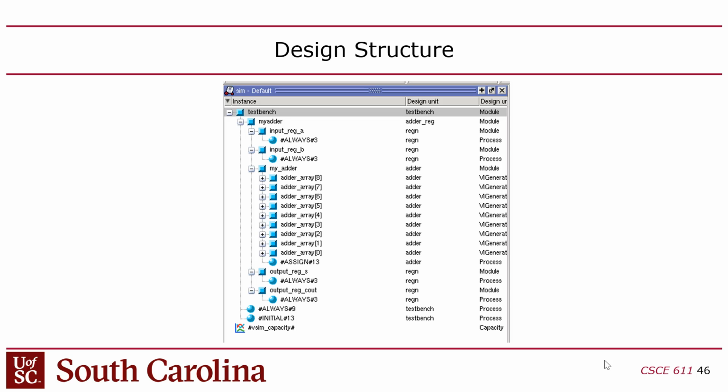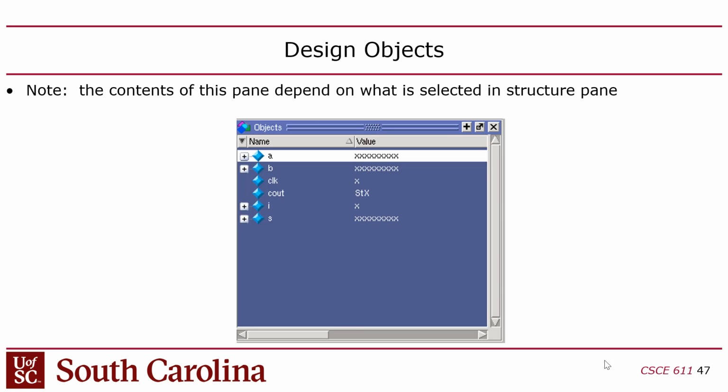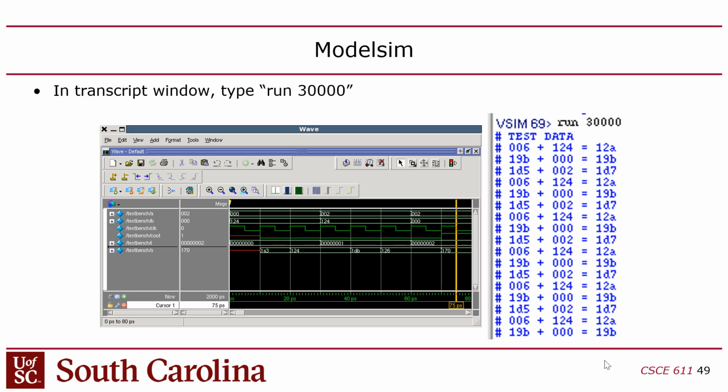And here's an example of the design hierarchy. You can see I had test bench. Under test bench, I had something called my adder. Under my adder, I had these smaller adders. This was an example I did years ago where I showed how to build a bigger adder from smaller adders, essentially. And there's the design. I'm going to run through this kind of fast because the TAs will help you with this in the lab. That's what the lab is here for.